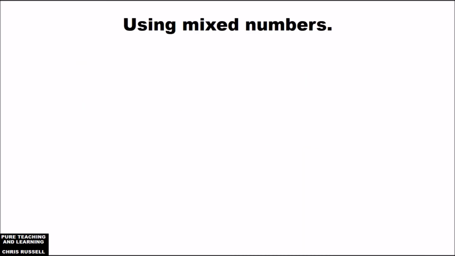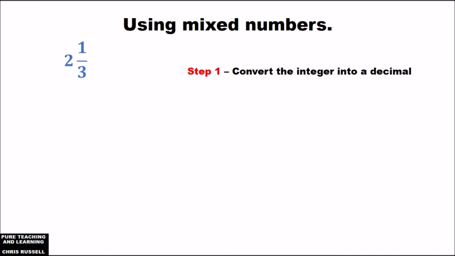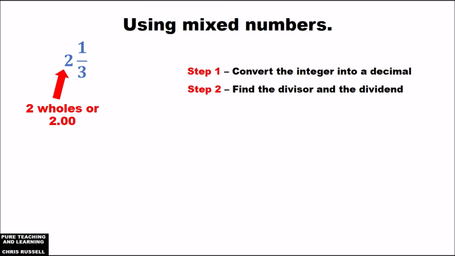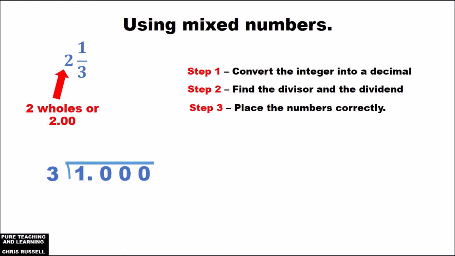Using mixed numbers. For 2 1/3, convert the integer into a decimal. So the integer in this case is 2, so 2 wholes, or 2.00. Step 1, find the divisor and the dividend for the remaining value. So we've got 1/3. Place the numbers correctly, carry out the short division. So how many 3's go into 1? 0, so we carry the 1. How many 3's in 10? 3, carry the 1. How many 3's in 10? 3, we carry the 1.